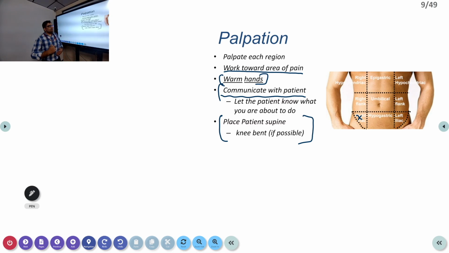Sometimes the patient may be apprehensive and there may be involuntary guarding. So ask the patient to relax his abdomen, and place the knees in a bent position so that the abdominal muscles are relaxed.